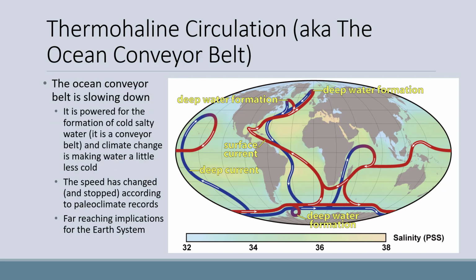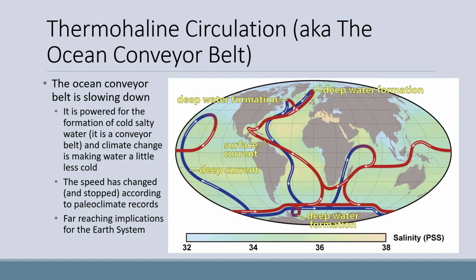Of note is the fact that the ocean conveyor belt is slowing down. It's powered by the formation of cold, salty water. It's a conveyor belt. And climate change is making the water a little less cold. The speed has changed and stopped according to paleoclimate records as well, so this isn't unprecedented. This has far-reaching implications for the Earth system.